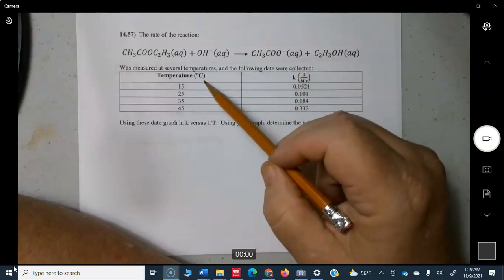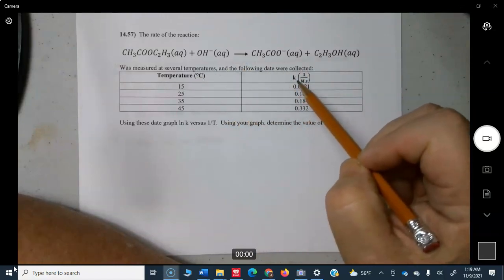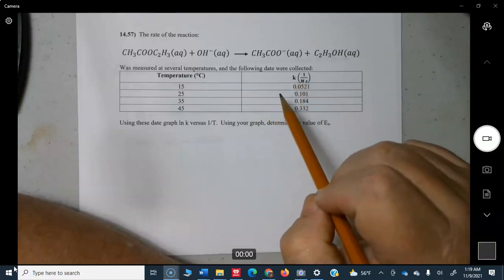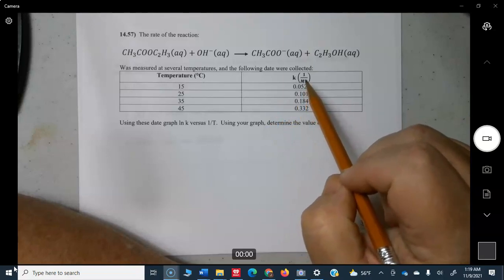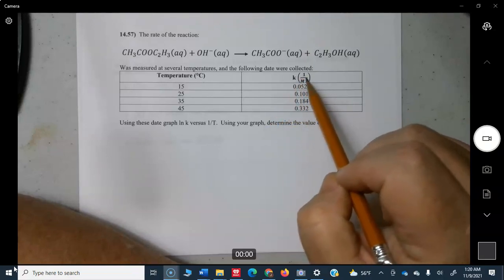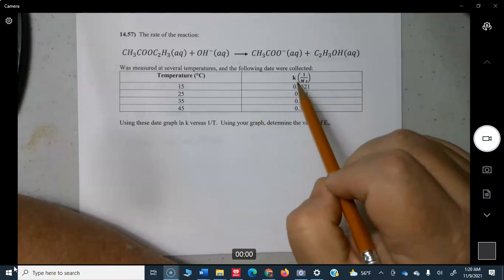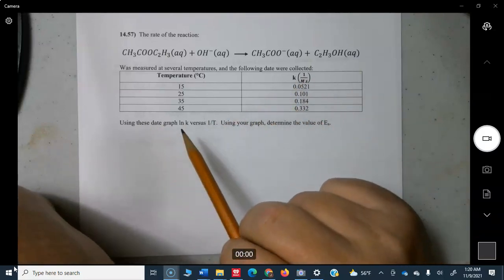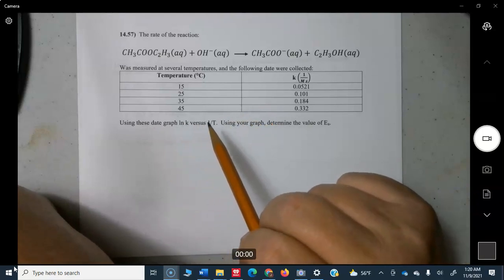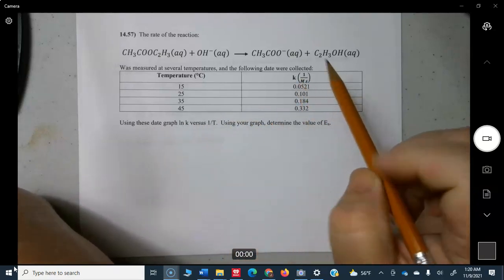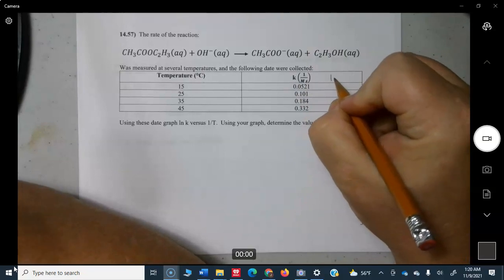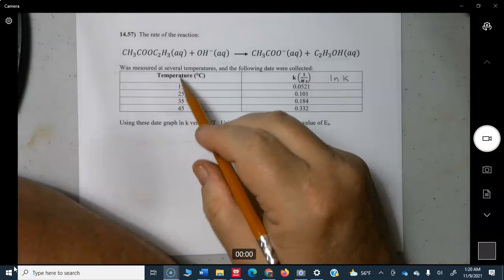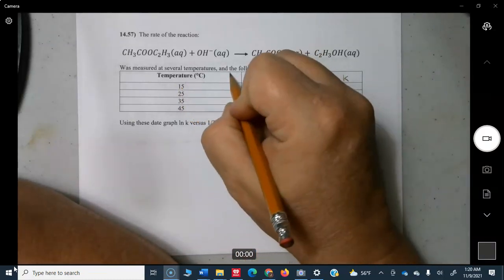So you have temperature in centigrade, and you have a rate constant in 1 over molar seconds, which implies that it's a second order reaction, because those units of measure are unique to second order, but that doesn't really matter in this problem. Then it says use these data to graph natural log of k. So we have k, so we're going to calculate natural log of k. That's one thing we're going to do in this problem, versus 1 over T. So we have T here, so we're going to calculate 1 over T.